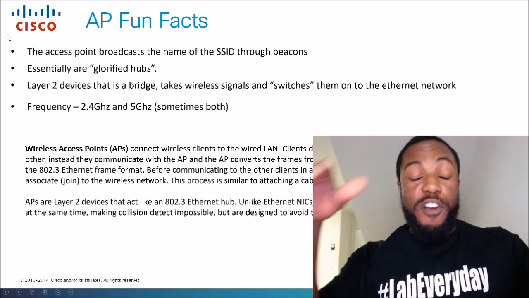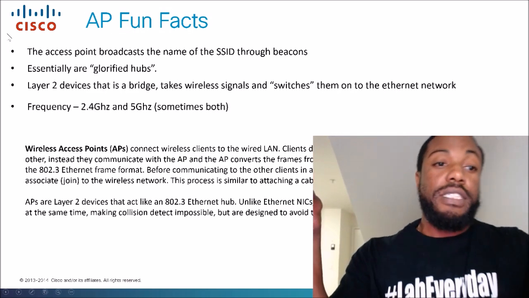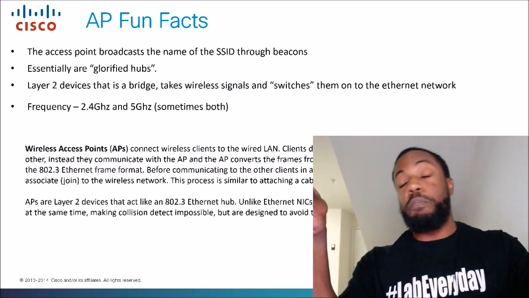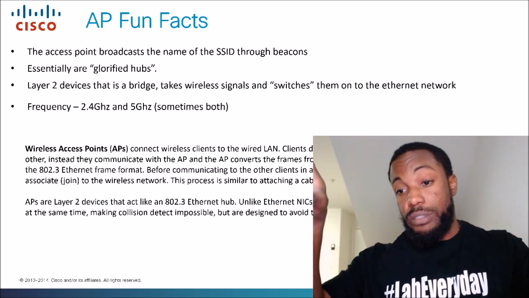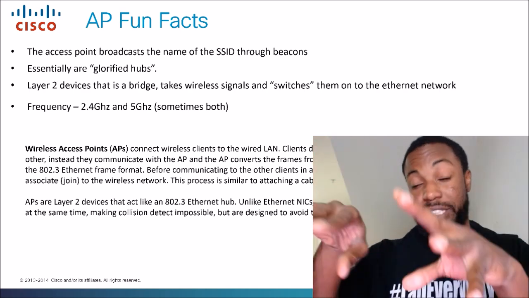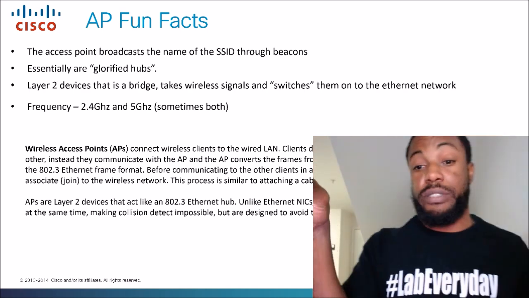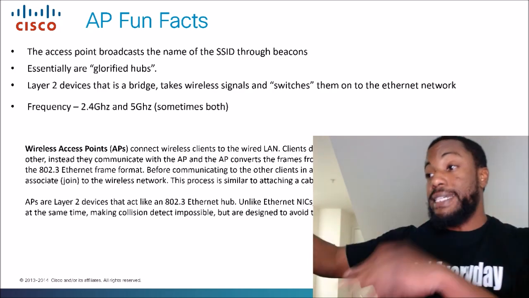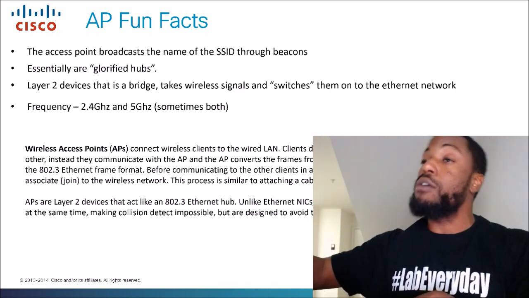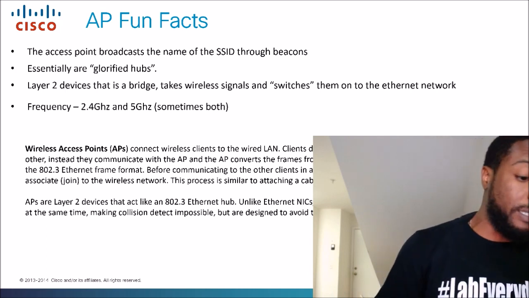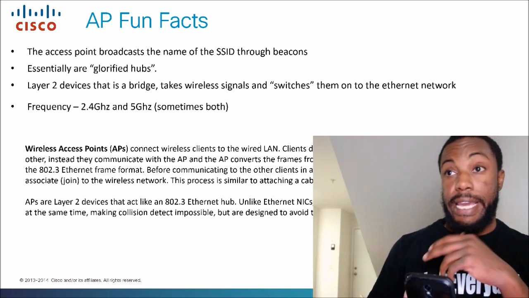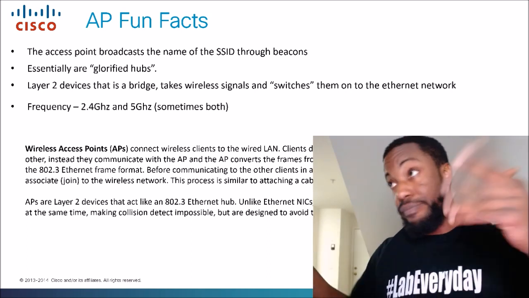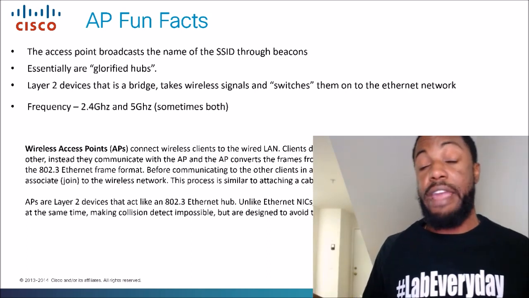So here are a couple fun facts about APs. The access point broadcasts the name of the SSID through beacons, like a radio signal. It really is a radio signal. They're called RF signals, or radio frequencies. So these beacons are basically broadcasted out, and your phone has a Wi-Fi radio as well, and it receives these signals, and that's how you're able to see the SSIDs that are basically in the air.